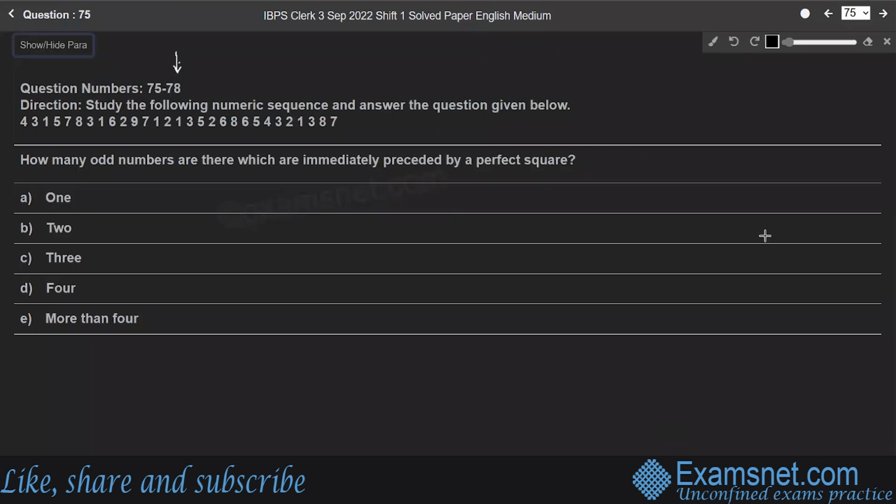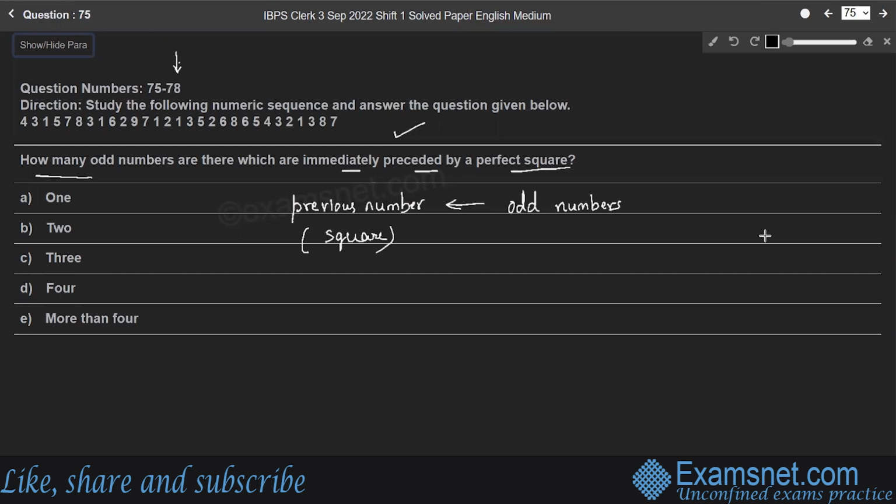Students, questions 75 to 78 are based on the below information. Here in the given number series, how many odd numbers are there which are immediately preceded by a perfect square number? So we have to find odd numbers in the given series which are preceded by, that means their previous number should be a perfect square. Preceded means previous number. So the previous number should be a perfect square number, right?